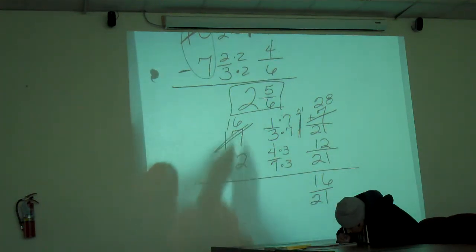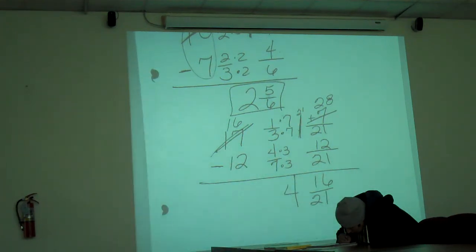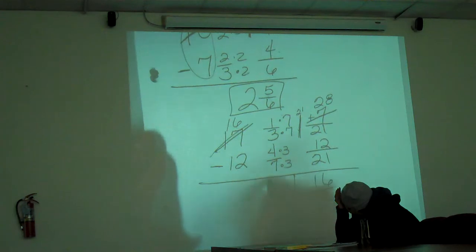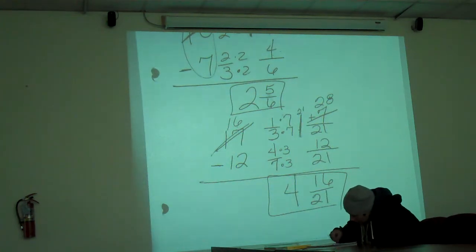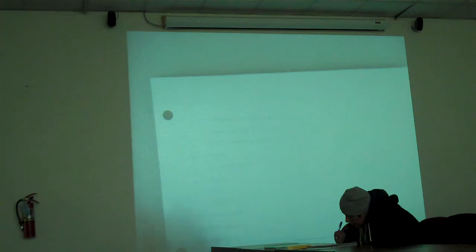Here we have 16 minus 12 is 4. Okay, the 16 over 21, 21 will only divide by 3 and 7. 16 won't divide by 3 or 7. So that's as far as you can go on that. Okay, one more like that, and then I'm going to do where you subtract from a whole number.